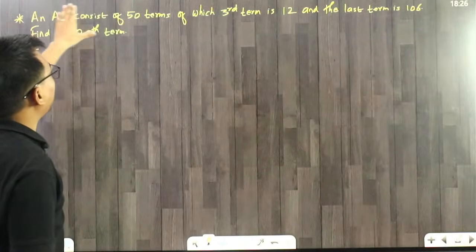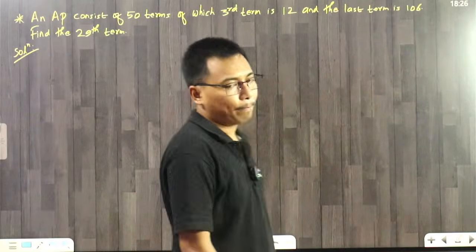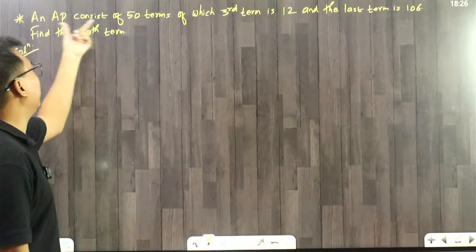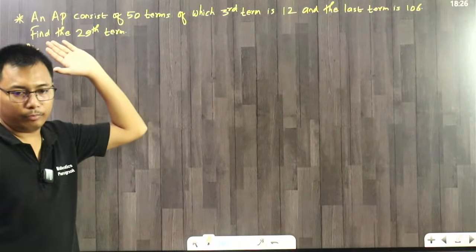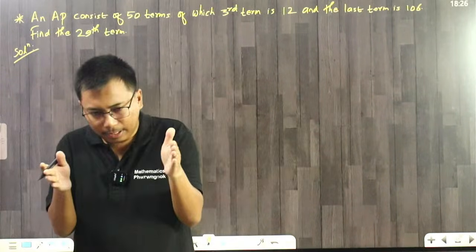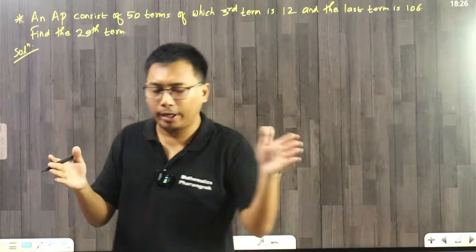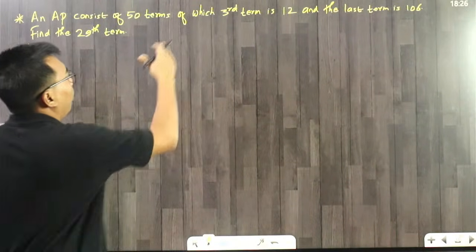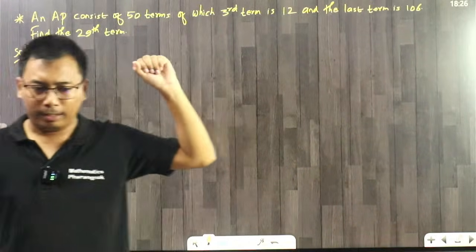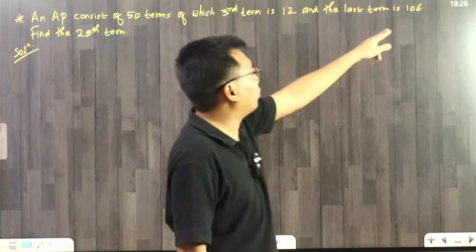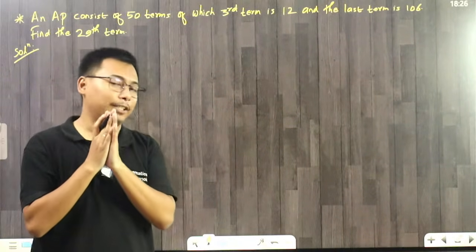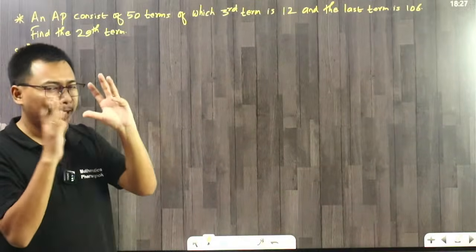See, an AP consists of 50 terms. So here it's already told that this AP has 50 terms. Not more, not less. Exactly 50 terms. Now, of which third term is 12. Third term is also given. And the last term is 106. Last term is 106.